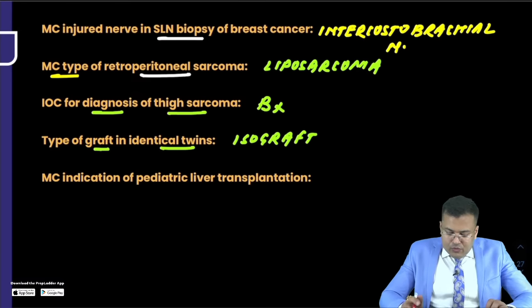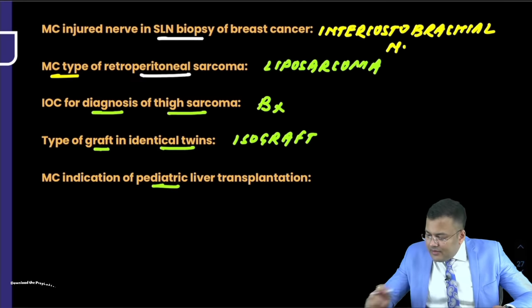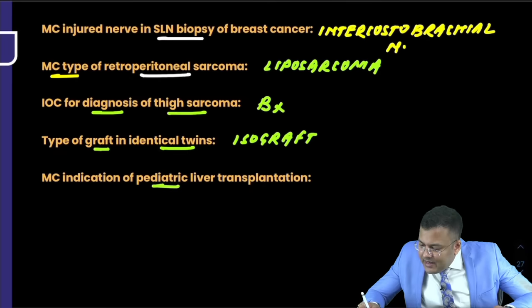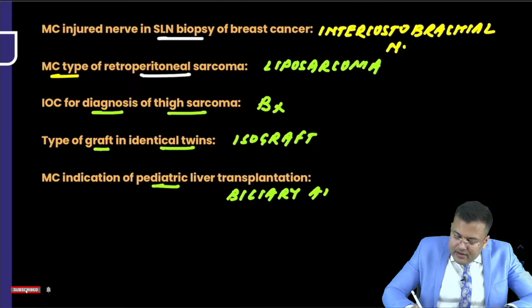Now tell me, what is the most common indication of liver transplantation in children? Most common indication of pediatric liver transplantation. Yes, biliary atresia. Vishal Roy, very good. It is biliary atresia.